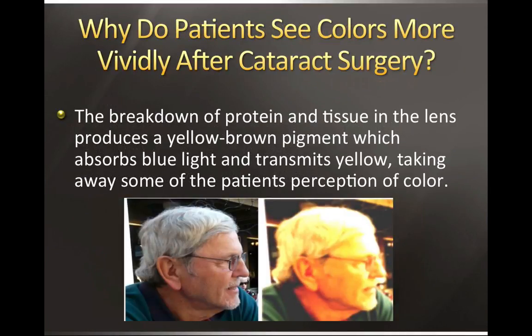Why do patients see colors more vividly after cataract surgery? Due to the breakdown of protein and tissue in the lens, you get a yellowish color of the lens. What happens is when light comes in, it absorbs all colors of light, but especially blue, and the main color that gets transmitted back to the eye is yellow. That takes away some of the patient's color perception and produces more of a hazy yellowish image for the patient.